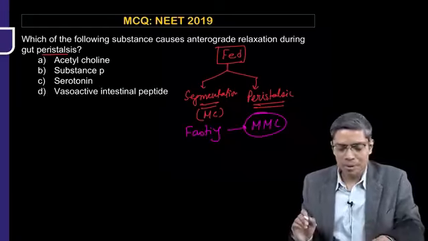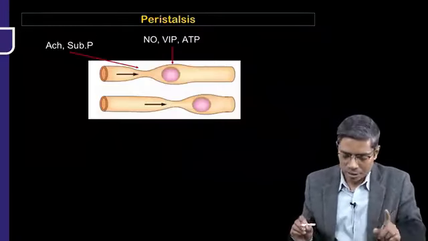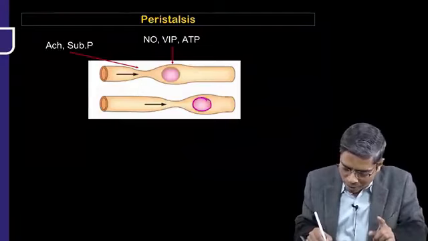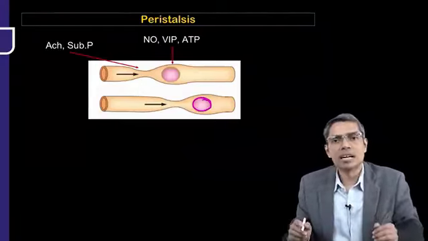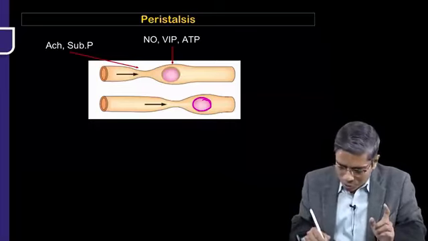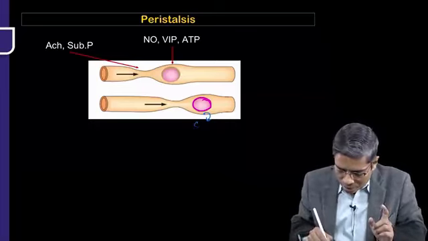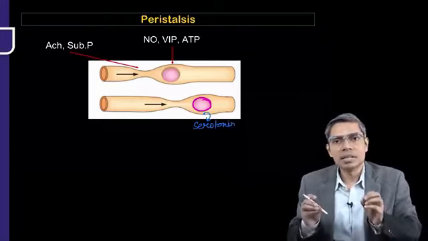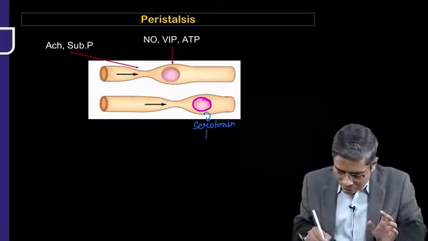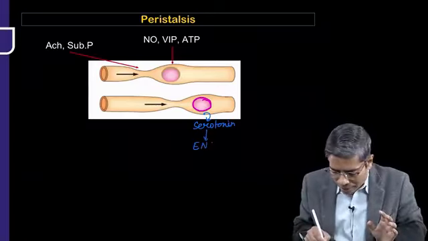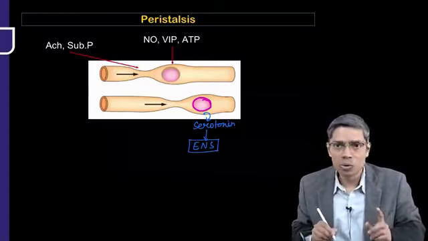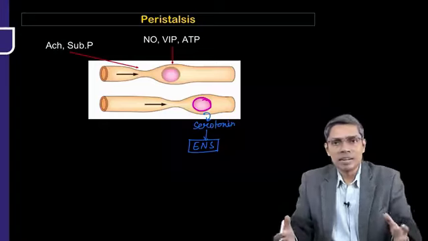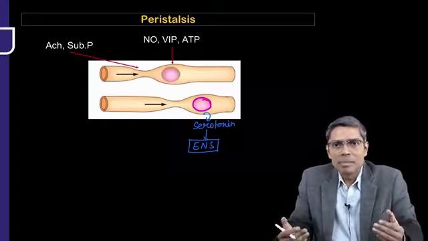So what we have to remember? In peristalsis, whenever the food bolus reaches a particular part of the GIT, there will be stretching of that part. The stretching will lead to secretion of serotonin from the intestinal epithelium cell. This serotonin is going to act on the enteric nervous system. I hope all of you know what the enteric nervous system is: the myenteric plexus and Meissner plexus, mainly the myenteric plexus.